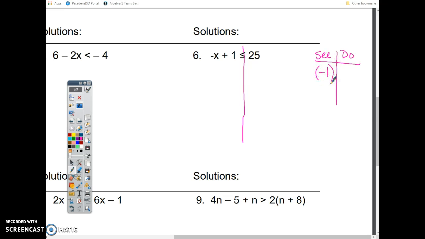That means we're going to have to divide by a negative 1 at the end, right? So the sign's going to flip. What else is the x doing? It's adding 1. So what's the first thing we're going to do? We're going to subtract 1 from both sides to get rid of that positive 1.